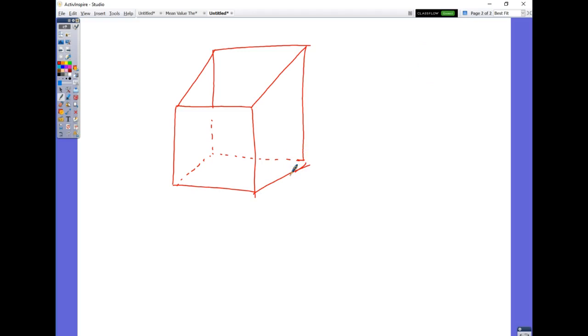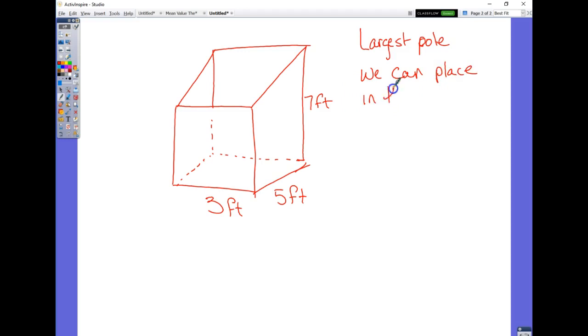And let's say, given this box, which is 3 foot by 5 foot by 7 foot, I want to know what's the largest pole we can place in the box. And to simplify my definition of a pole, it's going to have no extra dimensions, it'll just be essentially a line.